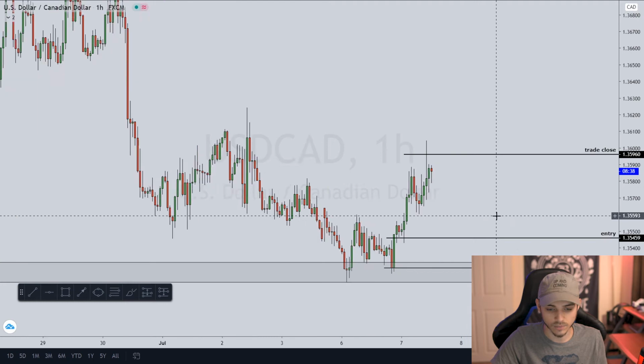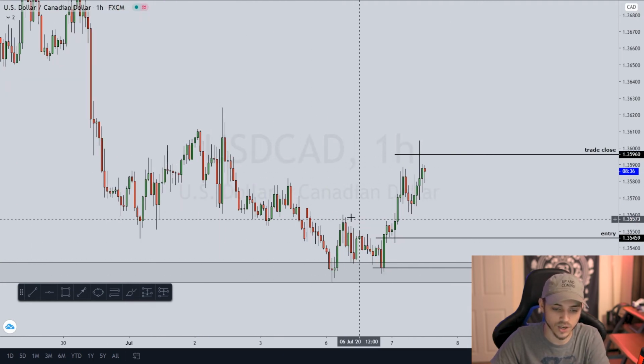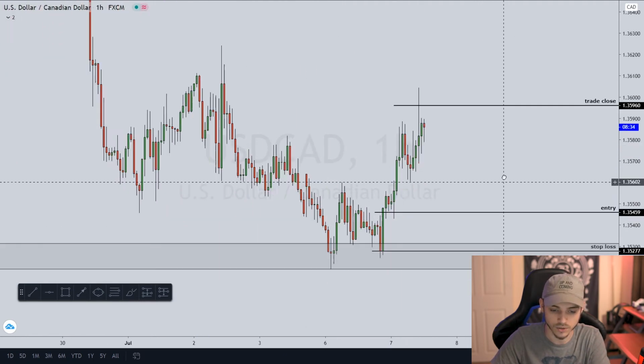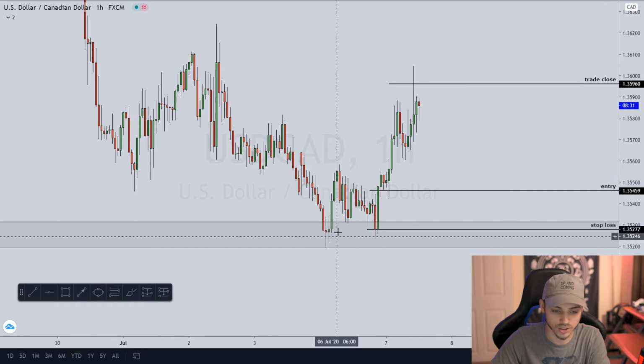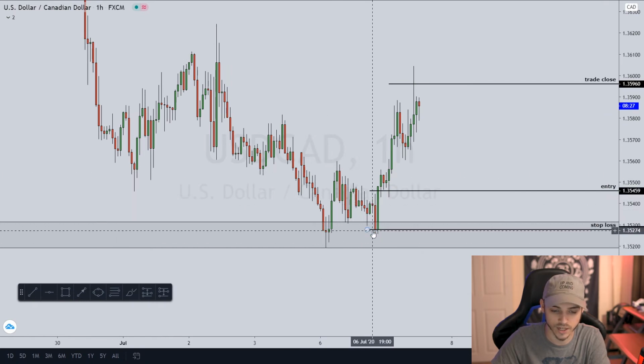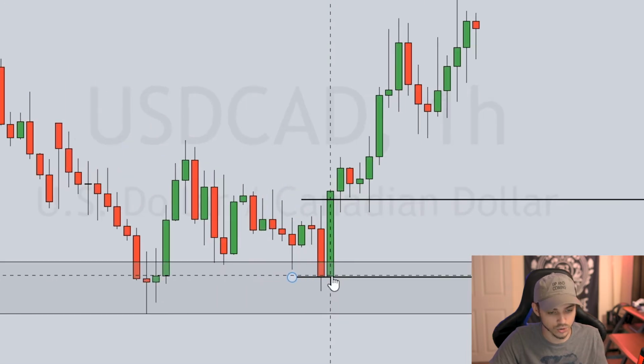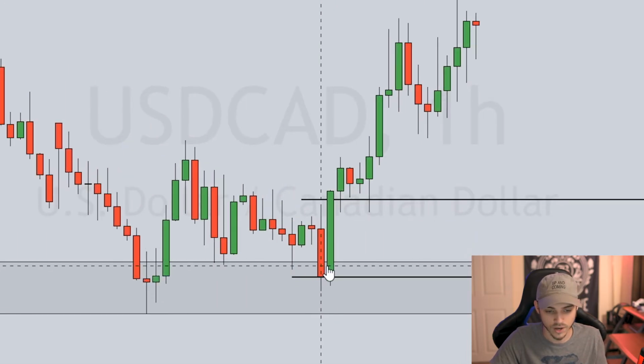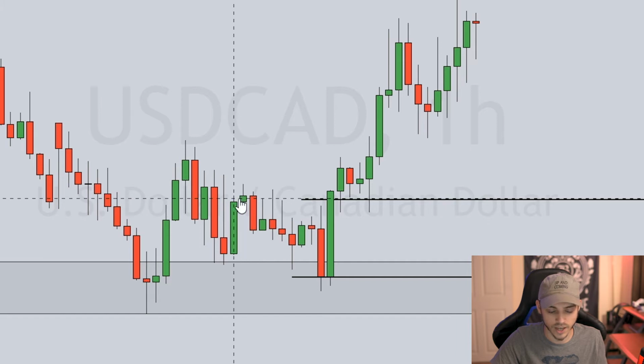Now, once we come down to the 1 hour, you'll see that we end up getting a double bottom. You can see right here we have a lot of rejection to the upside, pushing price back up, and then it makes its way back down. And then we have this huge engulfing candle right here that basically gets rid of like the last 8 to 10 hours of price action with just one candle.